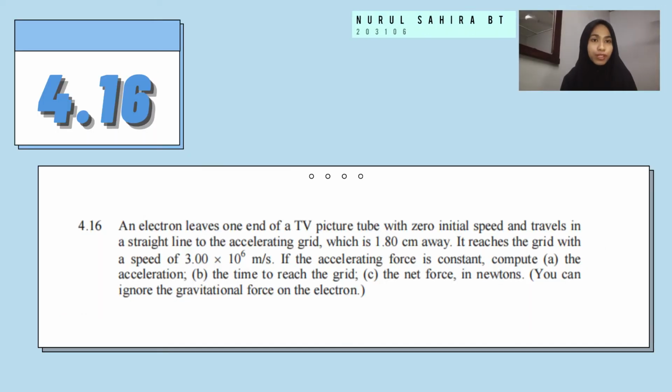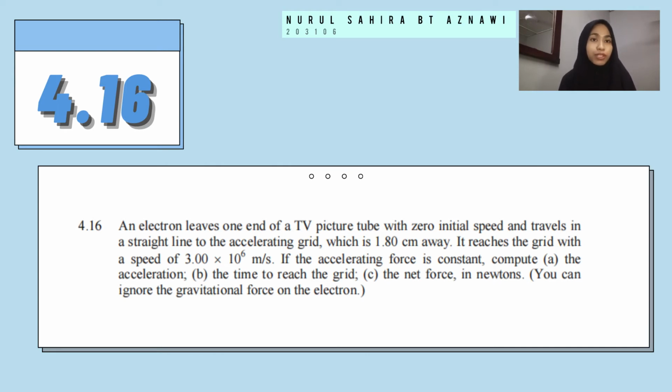So I will proceed with the next question from tutorial 1 for chapter 4. An electron leaves one end of a TV picture tube with a 0 initial speed and travels in a straight line to the accelerating grid, which is 1.80 cm away. If it reaches the grid with a speed of 3.00 multiply 10 power 6 meter per second, and the accelerating force is constant, compute A, the acceleration, B, the time to reach the grid, C, the net force in Newton, and we can neglect the gravitational force on the electron.